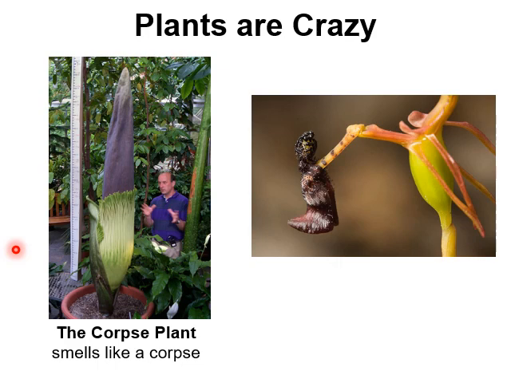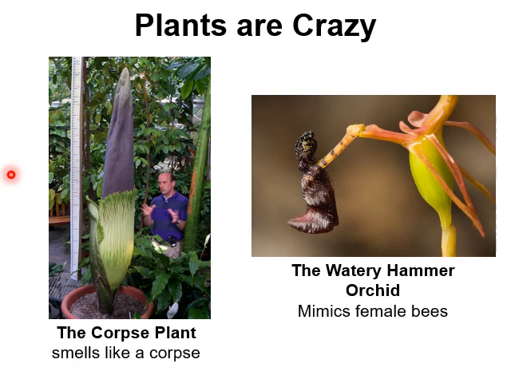What this plant does is it attracts flies, because flies are, of course, attracted to rotting meat. And so this plant smells like rotting meat, which is why flies will be attracted to it. So that's the corpse plant. This thing on the right is what's known as a watery hammer orchid.